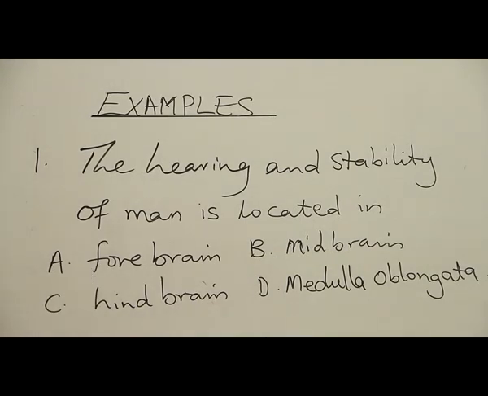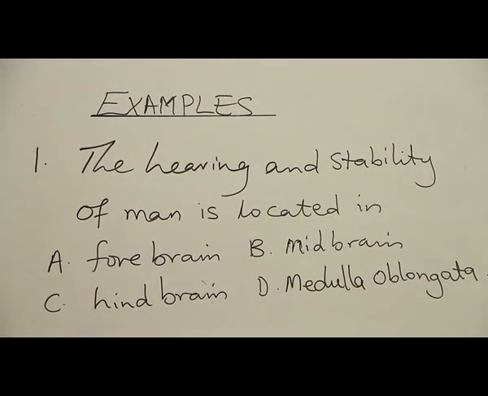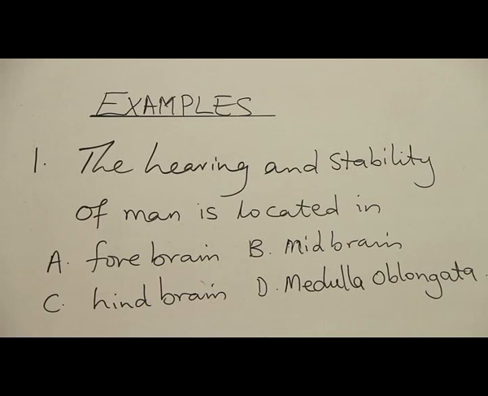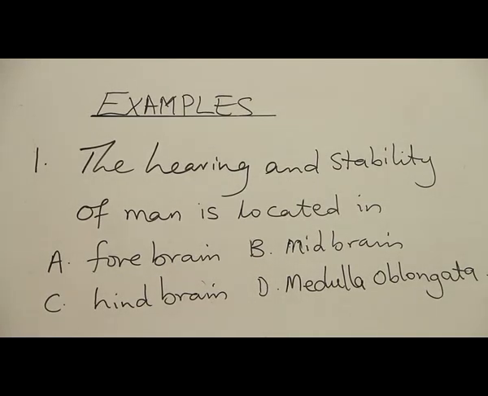Forebrain, as we have cerebrum, center of reasoning, learning, and so on. B is midbrain that joins the hindbrain to the forebrain. C, hindbrain, that is where you have cerebellum. And cerebellum is for balancing and also hearing. D, medulla oblongata, is the lower part, at the base of the cerebellum, that is the hindbrain. So medulla oblongata is part of the hindbrain. But the answer here is C, hindbrain, because medulla oblongata controls reflex actions that involve movement.